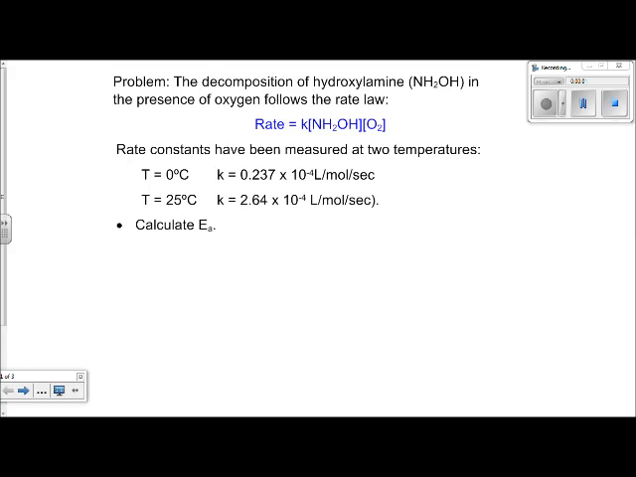In this problem, we have two rate constants measured at two different temperatures. We can write the Arrhenius equation for each of these two experiments. Start with K1, so the ln of K1. This would be the rate constant measured at the temperature T1. And then we can write the analogous Arrhenius equation for the ln of K2. That would be the rate constant measured at the temperature T2.